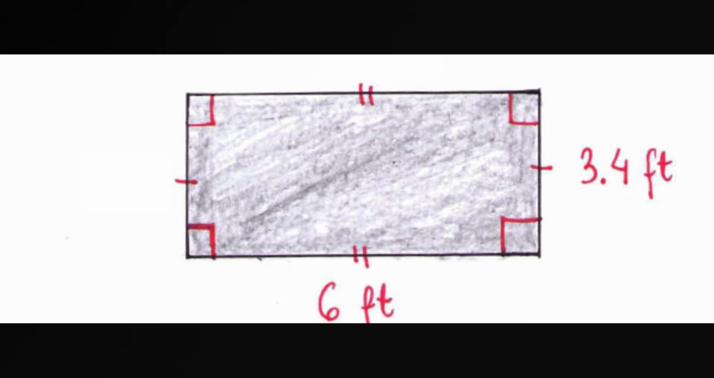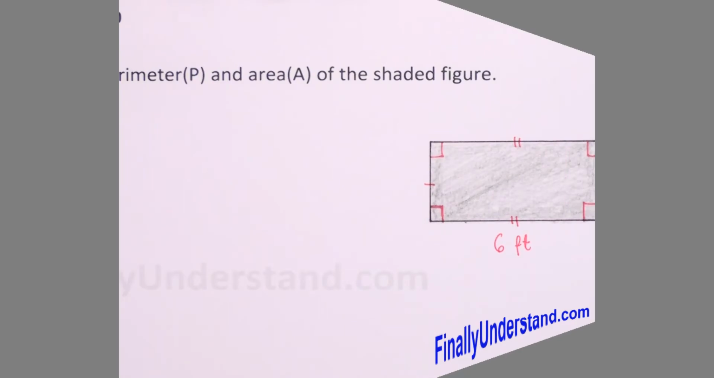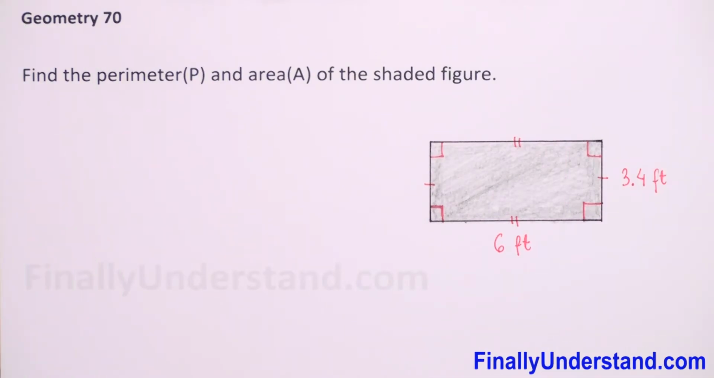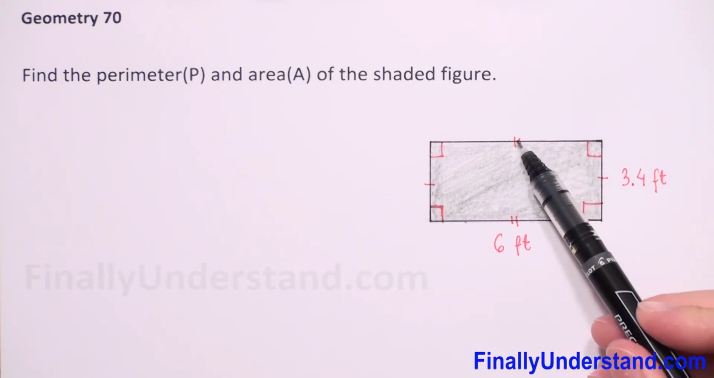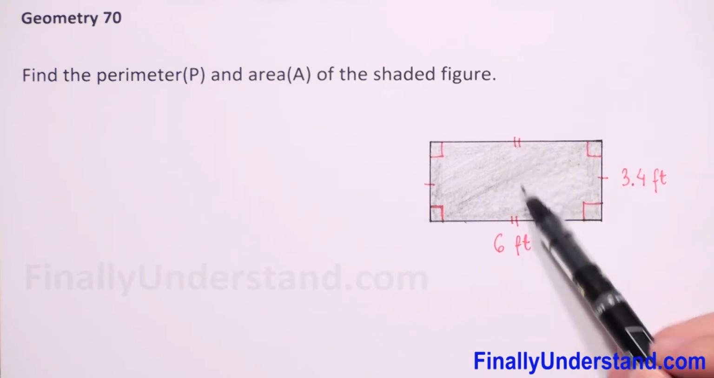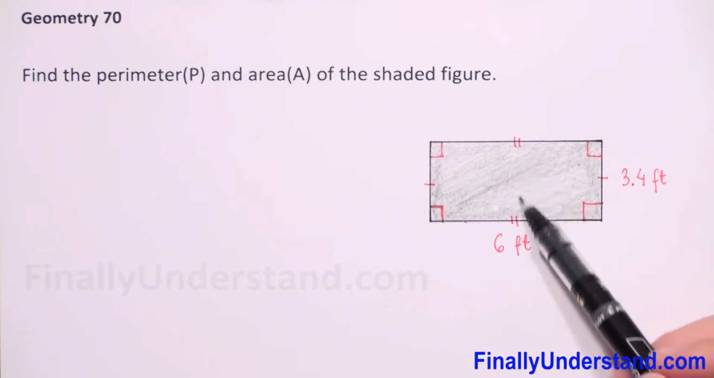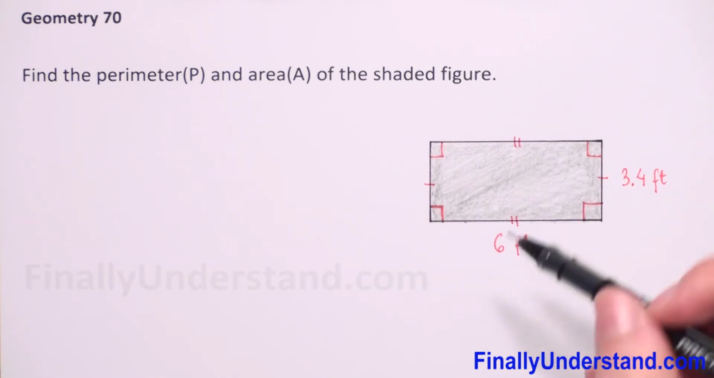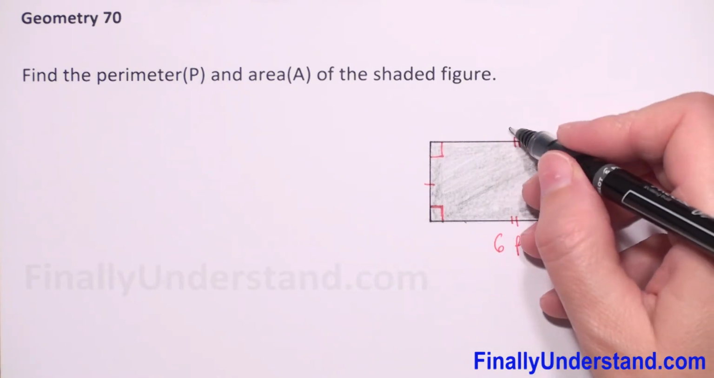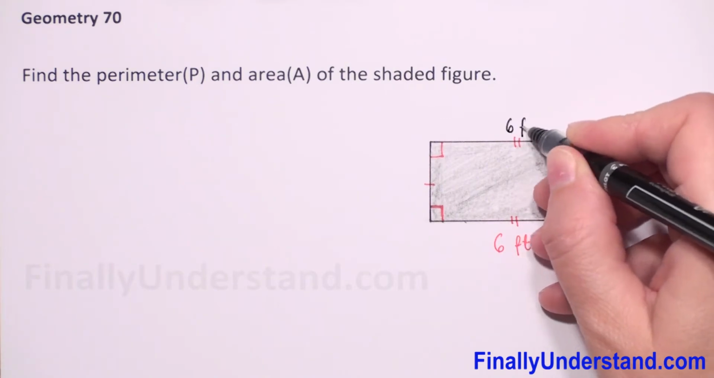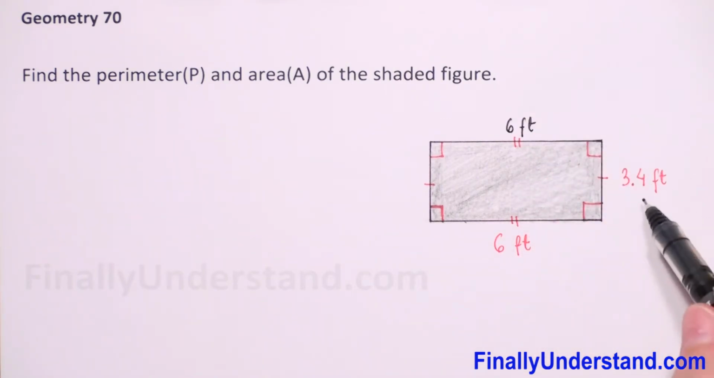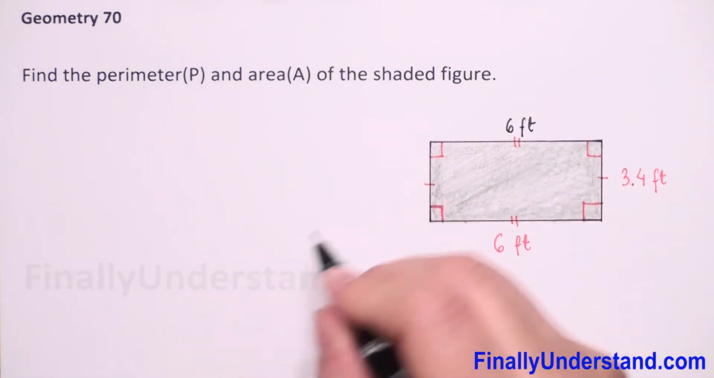We have a given rectangle and we have to find the perimeter and area of this figure. So why do we have a rectangle? Because the sides which are across have the same length. We have 6 feet and the opposite side has 6 feet. And we have 3.4 feet.